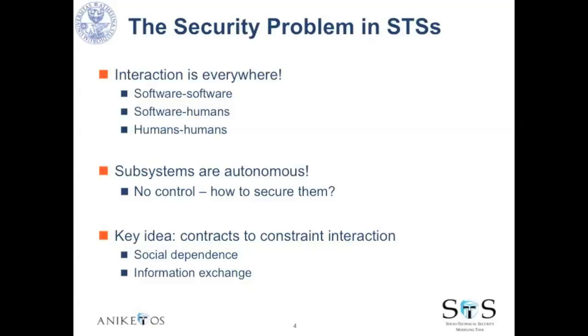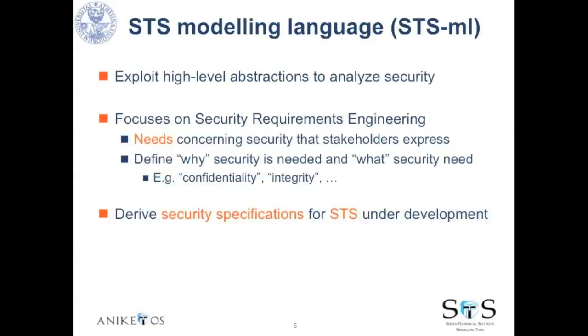Anyhow, what is important for you to get now is that our analysis of security does not actually just focus on technical aspects, since the type of subsystems we are considering are autonomous and weakly controllable. We have to consider the social part as well. And for that, we've been devising this modeling language to build secure socio-technical systems, which we call Socio-Technical Security Modeling Language. And for brevity, we refer to it as STS-ML. In this language, we exploit high-level abstractions to analyze security, and our focus is basically on security requirements engineering.